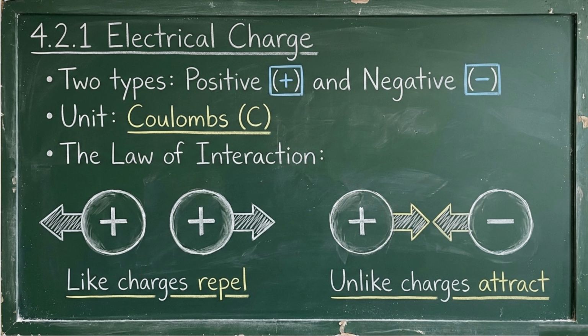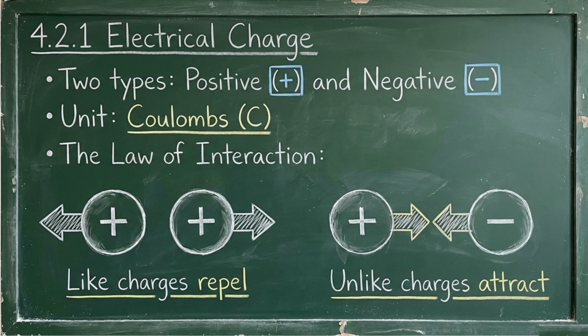Slide 2 in our deck introduces us to the players, positive and negative. The fundamental duality of the universe, right there. And we measure this stuff in coulombs, which is represented by a big capital C. Now, most people know the golden rule of interaction here. It's kind of the oldest relationship cliche in the book. Opposites attract. And likes repel.